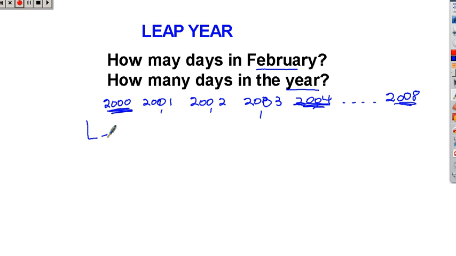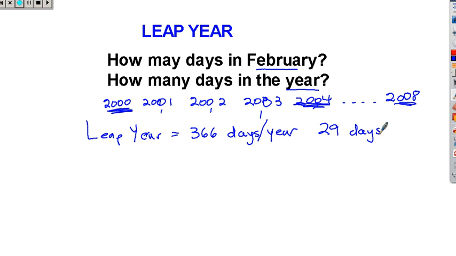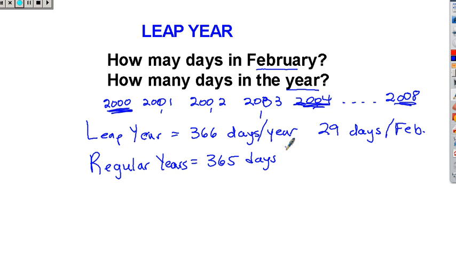When it is a leap year, you might want to take notes on this and keep it in your binder. Leap year, we have 366 days in a year, and we have 29 days in February on a leap year. On a regular year, every other year, the other 3 years in between, regular years, we have 365 days in the year, and we have 28 days in February.